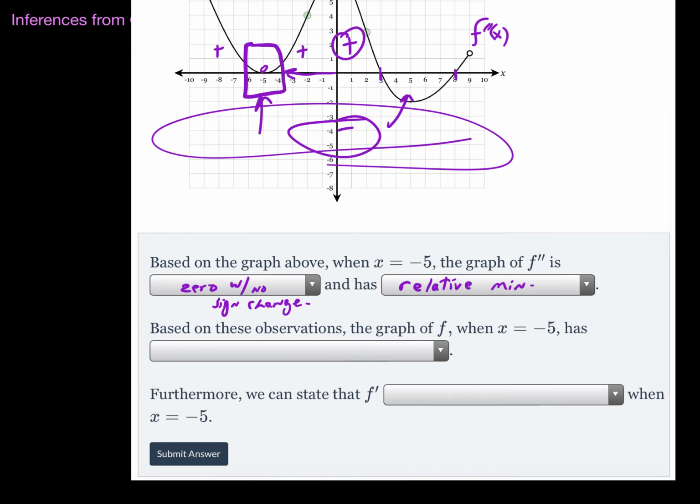Next, based on the observations, the graph of f. Okay, so now what about f, the original function at -5? So right here at -5, we are going to say that f double prime at -5 we said has a value of 0. All right, well then think about that. When your f double prime x values have 0, those are possible points of inflection.